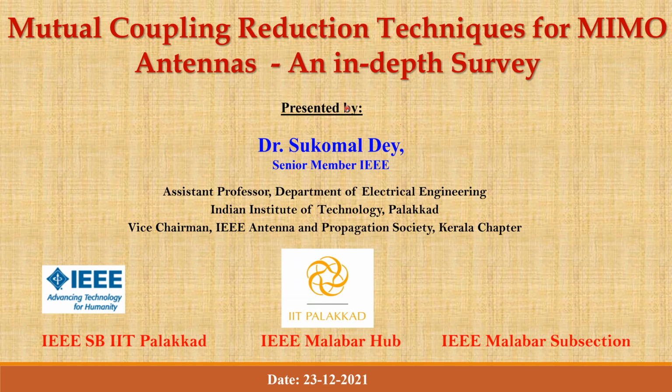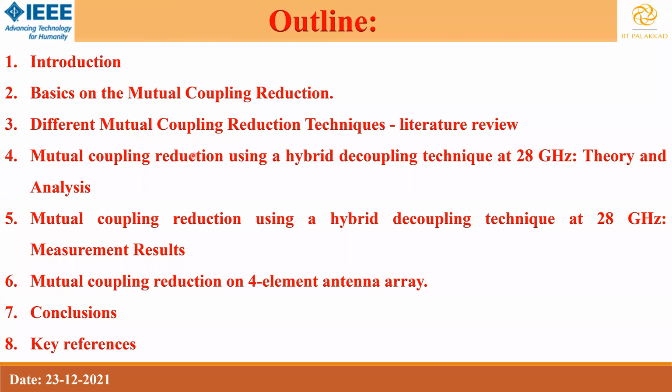Now, to begin with this talk, my outline is as follows. First, we will discuss the introduction of this topic. Then we will discuss the mutual coupling reduction methods and the basics of mutual coupling reduction, followed by the different types of mutual coupling reduction available, especially why we need that kind of technique. Later on, I will show you one of the hybrid methods. Then we will discuss right from the theory to the measurement level, followed by one of the array antenna elements, followed by conclusions and references.